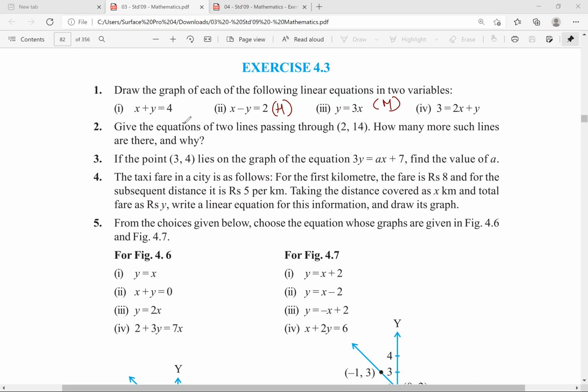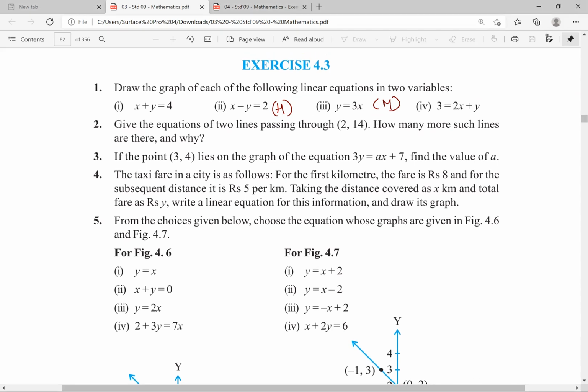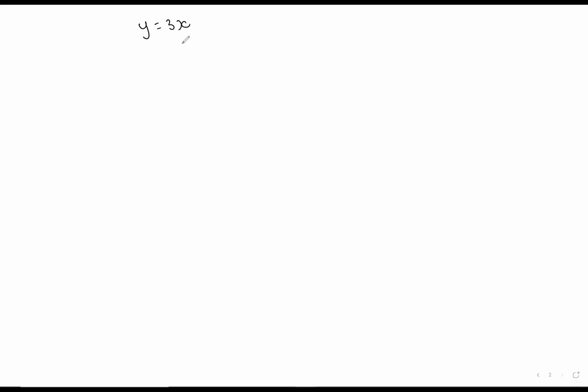Are you guys able to solve it or do you need some help? I need some help. Yeah, sure. So just let me know whenever you need help, okay? So your equation was y is equal to 3x. So let's open the whiteboard. Okay, y is equal to 3x.